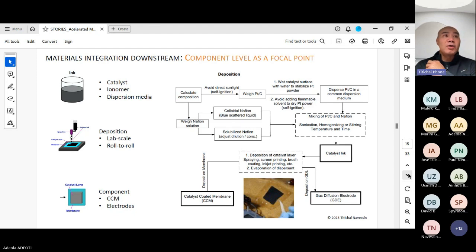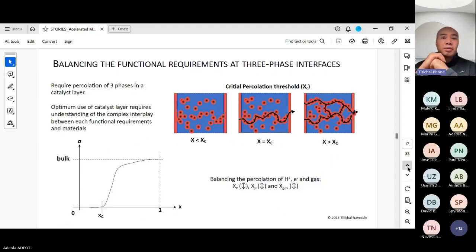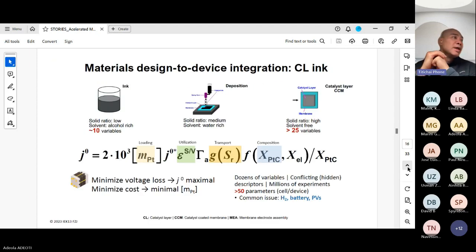There are many steps along the way and interactions, which if you go to the next slide, it talks about the fundamentals of this or the models of this with the equations that, essentially, current density, exchange current density, is a function of loading of the catalyst, catalyst utilization, transportation, and composition of each of the phases. Right? I won't dive into the theoretical details too much, but just to show that there are interplays between parameters.